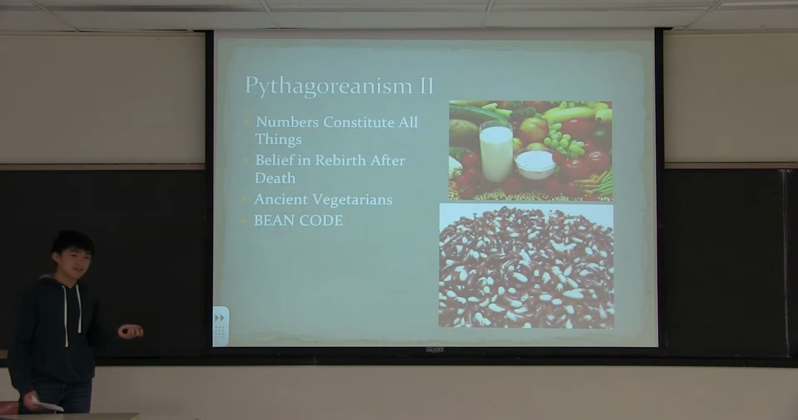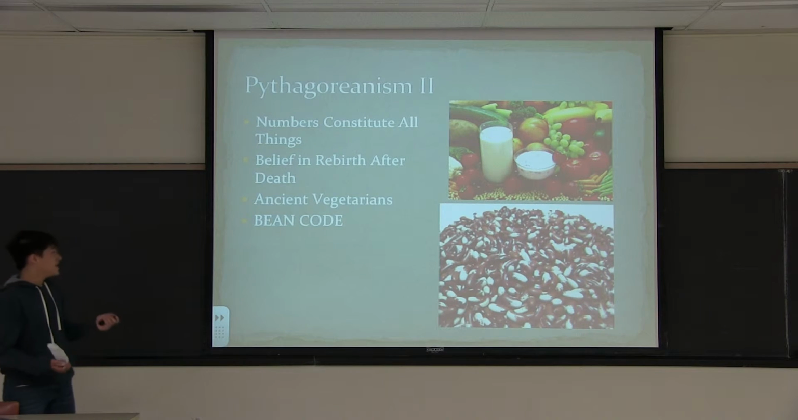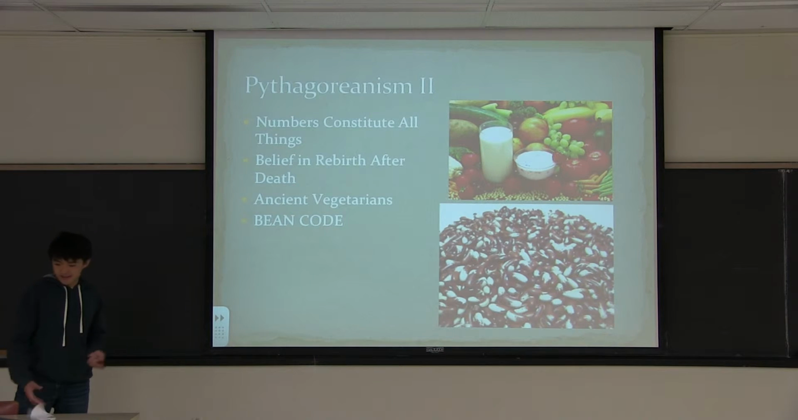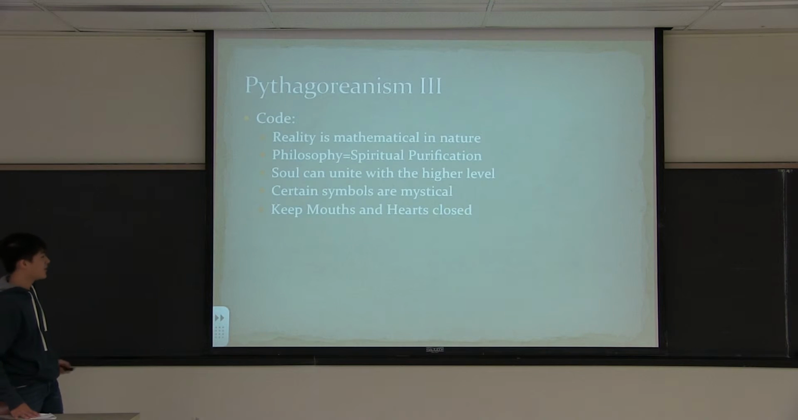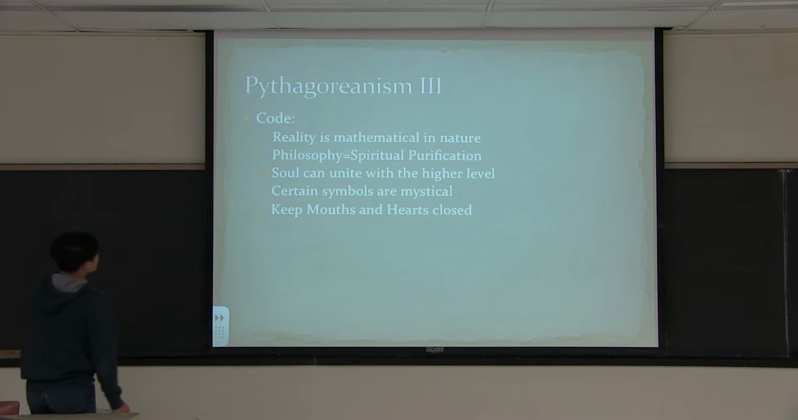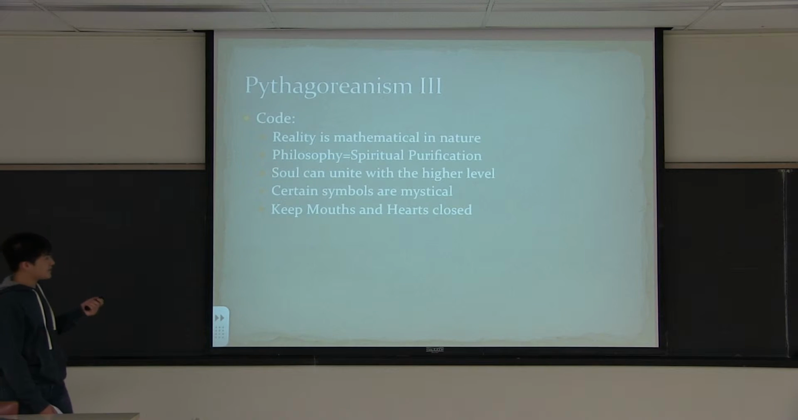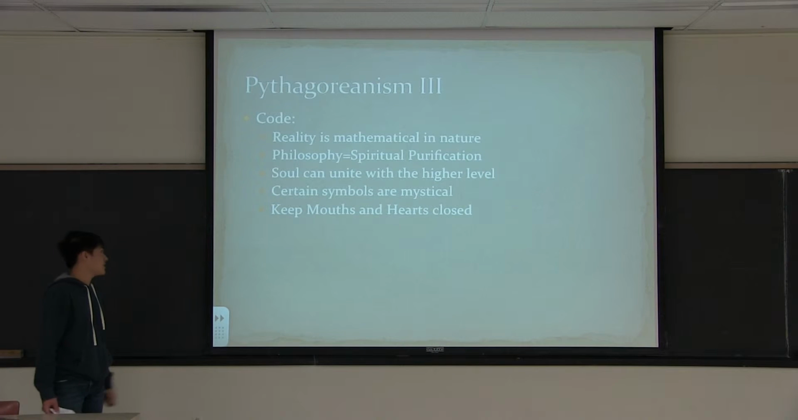They're ancient vegetarians, and they influence vegetarians today. And the bean code: they thought beans were the representation of life, right? So if you touch it, it might blow up or something, and you don't want that. So they don't eat beans. So Pythagoreanism continues. Here's some more of the code. Reality is mathematical in nature. Philosophy is spiritual purification. Here are some more key parts of their ideas.